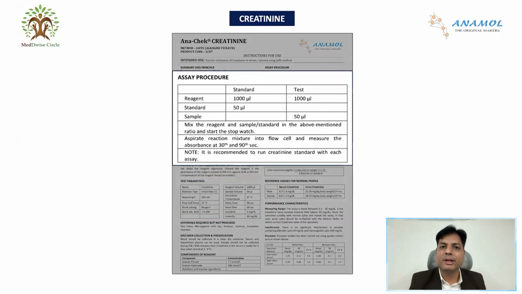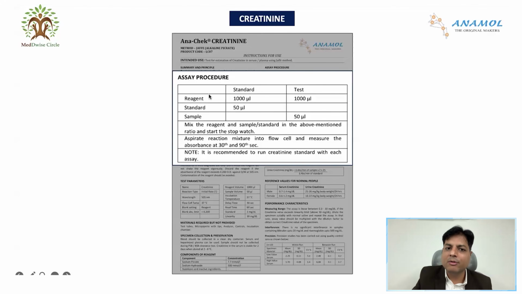The next information that we need to follow is the procedure. Once we prepare the working solution, how do we really do the test? This information is given in something called the assay procedure. Now, you can see in this particular video that in the assay procedure, there are two different test tubes which we have to take. One is the test tube of standard and one is the test tube of test.